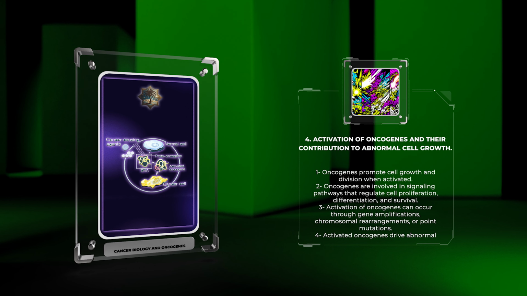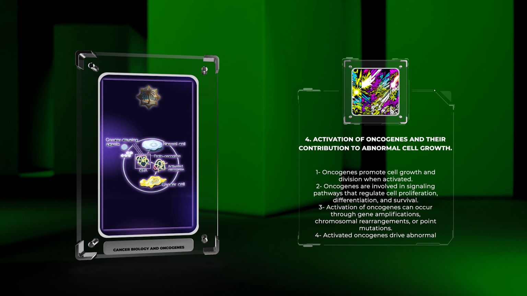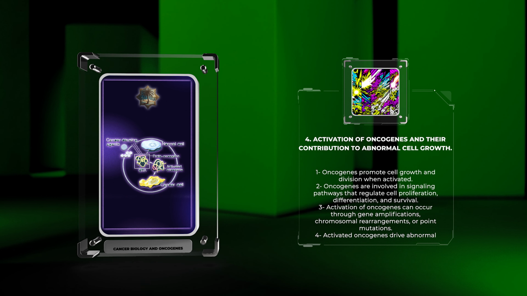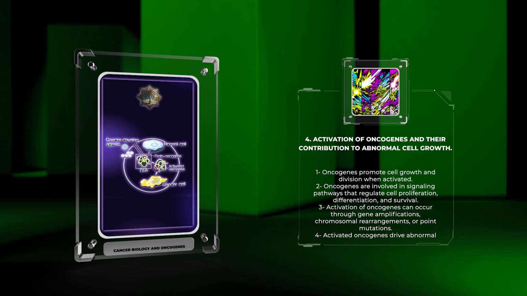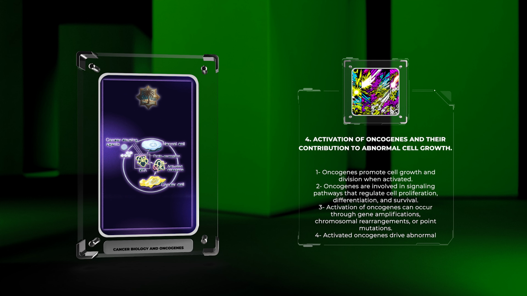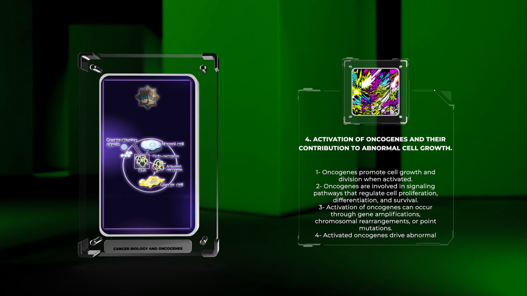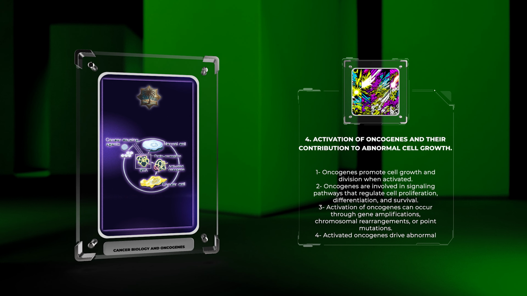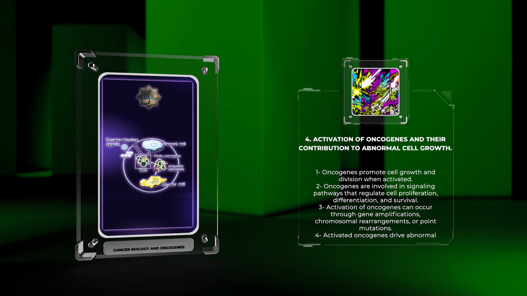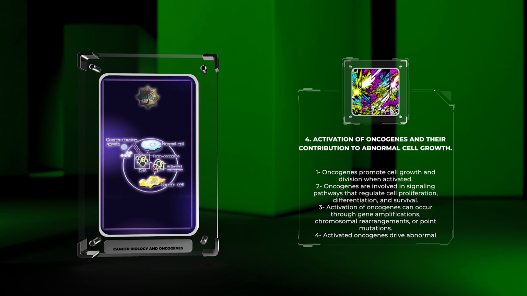These genes are usually involved in signaling pathways that regulate cell proliferation, differentiation, and survival. Activation of oncogenes can occur through various mechanisms, such as gene amplifications, chromosomal rearrangements, or point mutations. Once activated, oncogenes can drive abnormal cell growth and contribute to the initiation and progression of cancer. Examples of well-known oncogenes include RAS, HER2, and MYC.